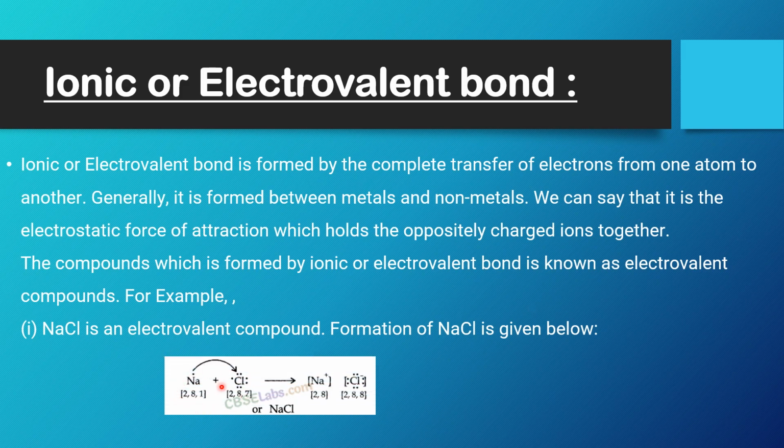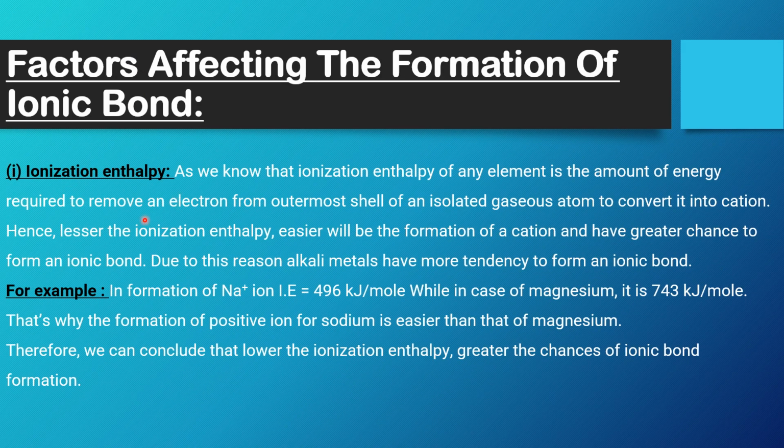Here I have given the reaction that I told about. You can go through that. Here, ionization enthalpy means the energy which is required to remove an electron from the outermost shell of an isolated gaseous atom, to convert it into a cation. That is what ionization enthalpy defines: the amount of energy required to remove an electron from the outermost shell of an isolated gaseous atom to convert it into a cation.